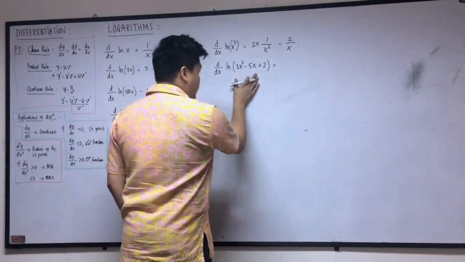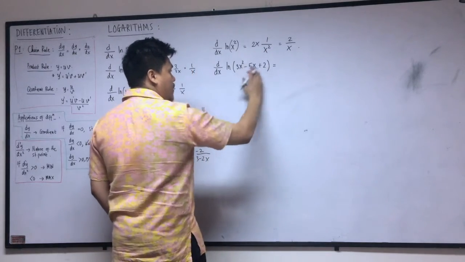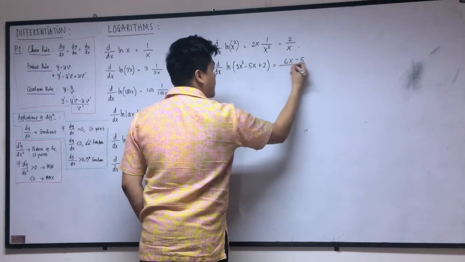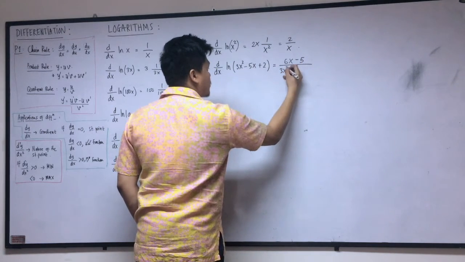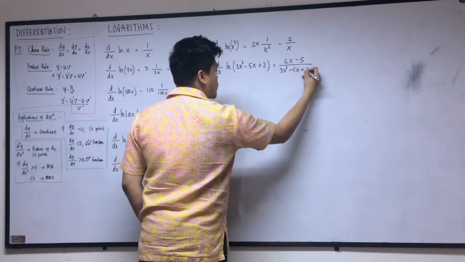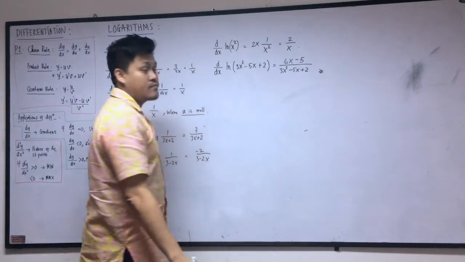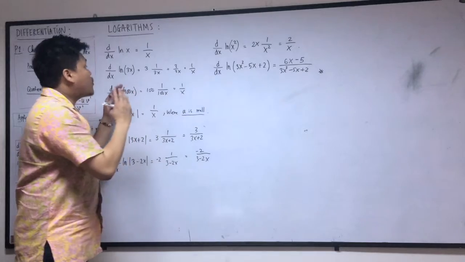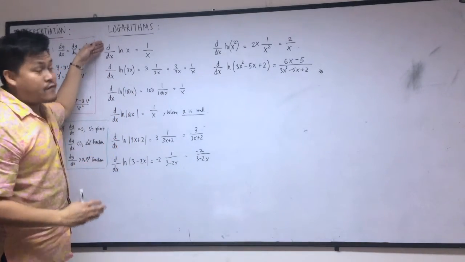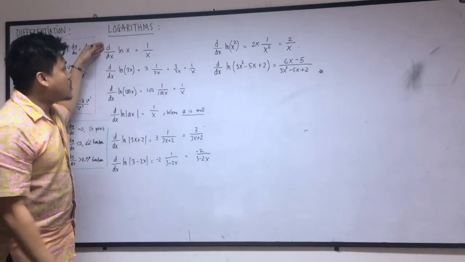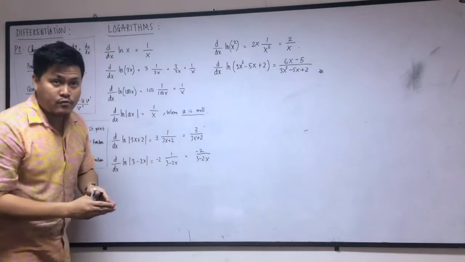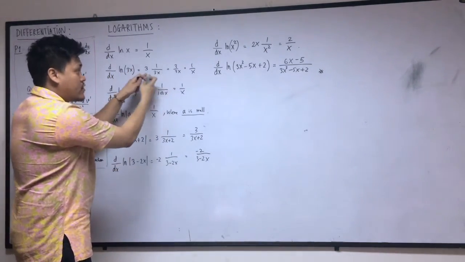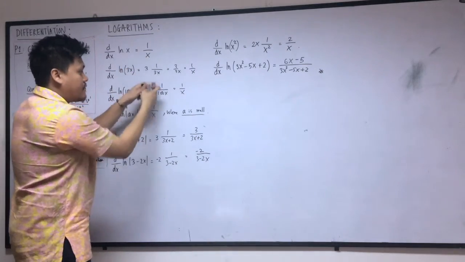This one, again, use the chain rule. The inner function, you derive it first. You get 6x minus 5 here, divided by 3x squared minus 5x plus 2. That's going to be your answer. As easy as that. Once again, when you're trying to perform differentiation in logarithms, you need to be familiar with the chain rule. The inner function, you derive it first, and then you use the same format.